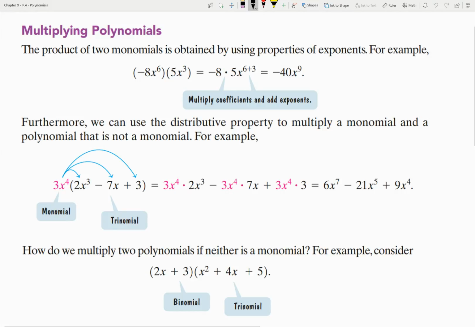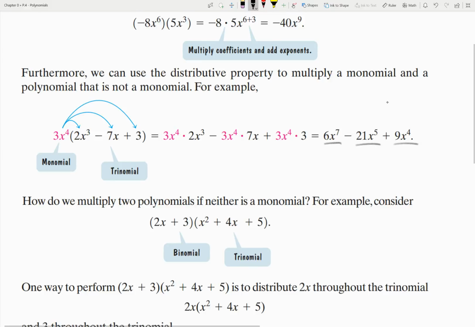Furthermore, we're going to use the distributive property if we multiply a monomial in the front, the 3x to the fourth, by something that is not a monomial, which means it has addition or subtraction signs. So we are going to distribute it across all the terms, remembering to add the exponents when we have the same base for each term. Okay? So we get 6x to the 7, negative 21x to the 5th, and 9x to the 4th when we distribute the 3x to the 4th to that trinomial.